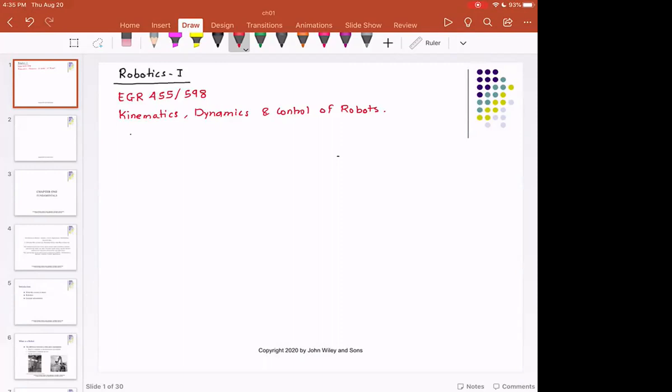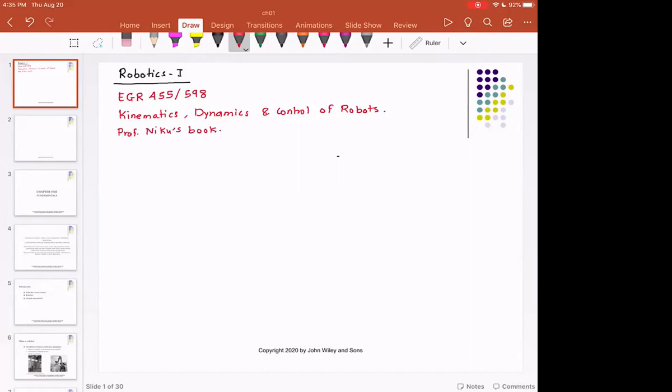And we are going to follow a book by Professor Niku almost section by section, because that book gives you a good amount of information on the topics related to kinematics, dynamics, and control. So I will use the slides, but then what I will do is work out the problems in class.